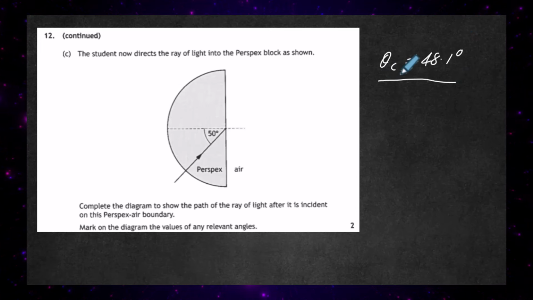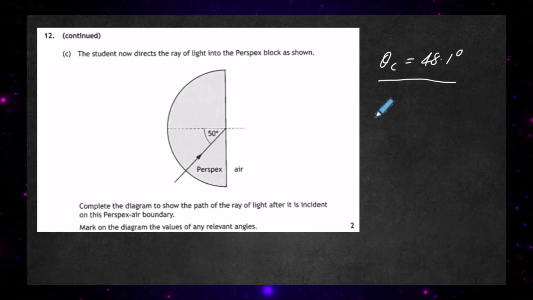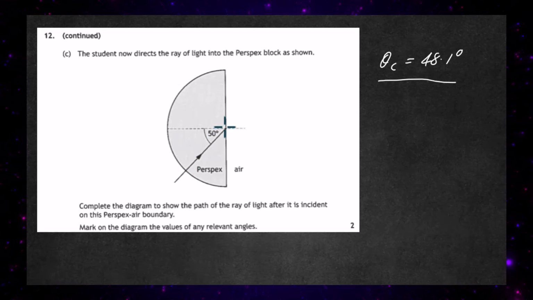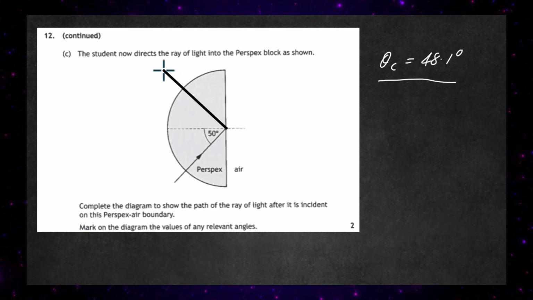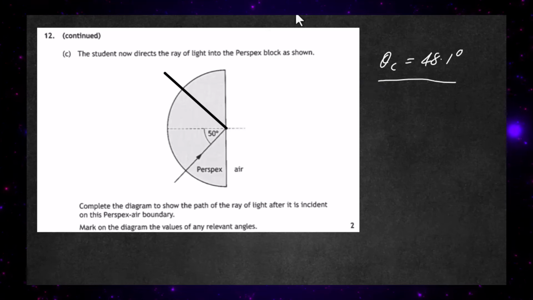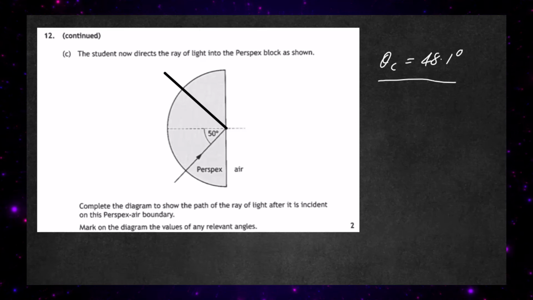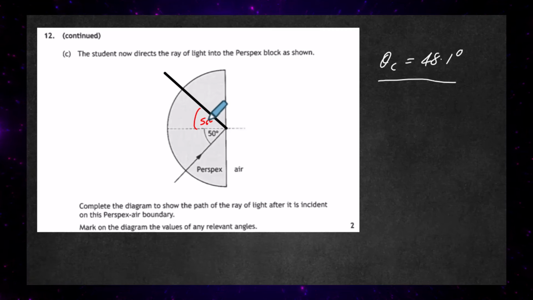It means that any angle bigger than 48.1 degrees inside the perspex is not going to come out of the perspex block, but is going to be internally reflected. So what we have here is this situation. We have the ray of light coming in at 50 degrees, bigger than the critical angle, and therefore it's going to reflect in that direction there. It's asked you to put in all the relevant angles, and we know that the angle of reflection is going to be 50 degrees. So we're going to have a 50 degree angle here like that.